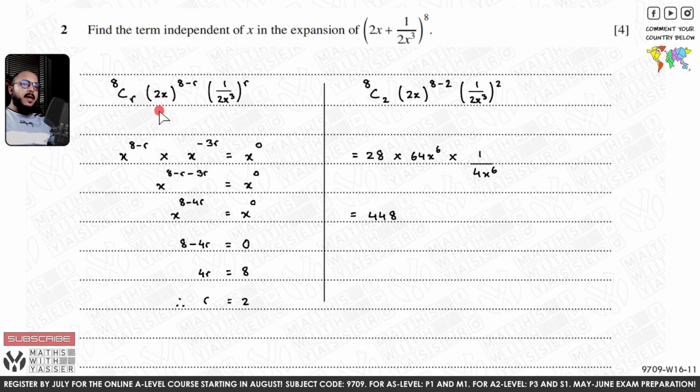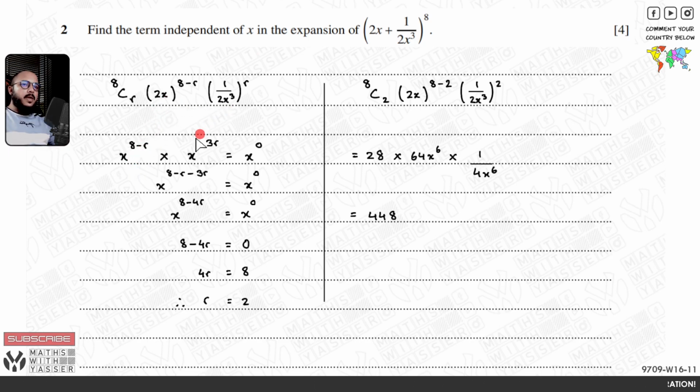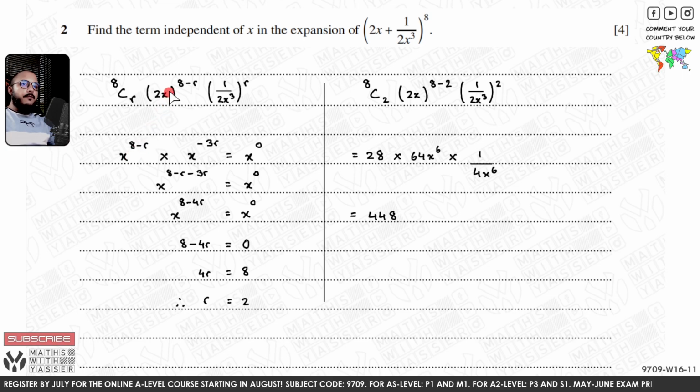So let's isolate the x terms only. So from this we get x to the power 8 minus r times x to the power negative 3r, because x cube is in the denominator. So 3 times r is 3r, and since we will be bringing it to the numerator, it will be negative 3r. This must be equal to x to the power 0.